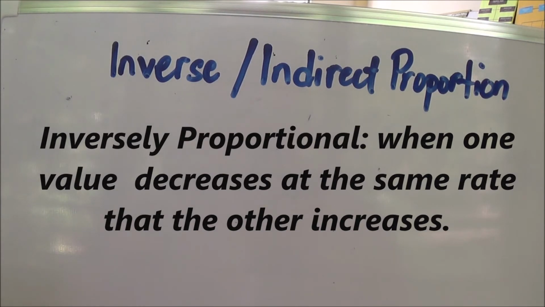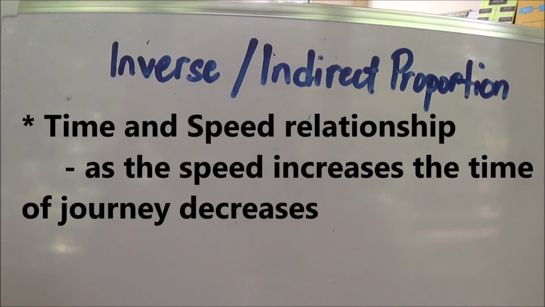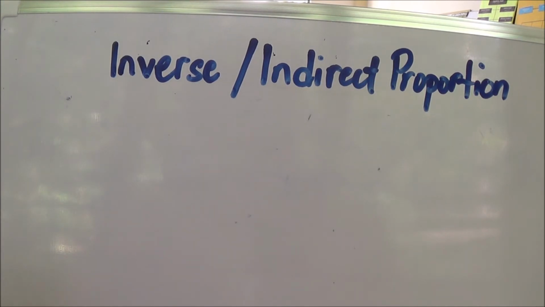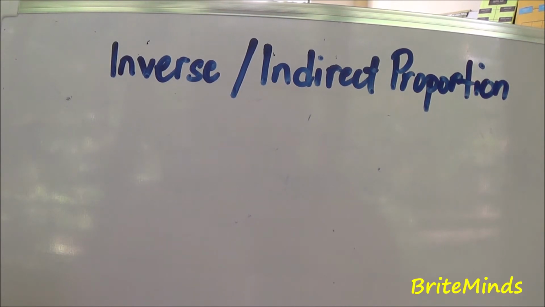Examples of inverse relationships: the time and speed relationship. As the speed increases, the time of journey decreases. Another example of inverse relationship is the number of workers and the days relationship. The more workers a company has, the less time it takes to finish a job. So that is an example of indirect or inverse proportion.